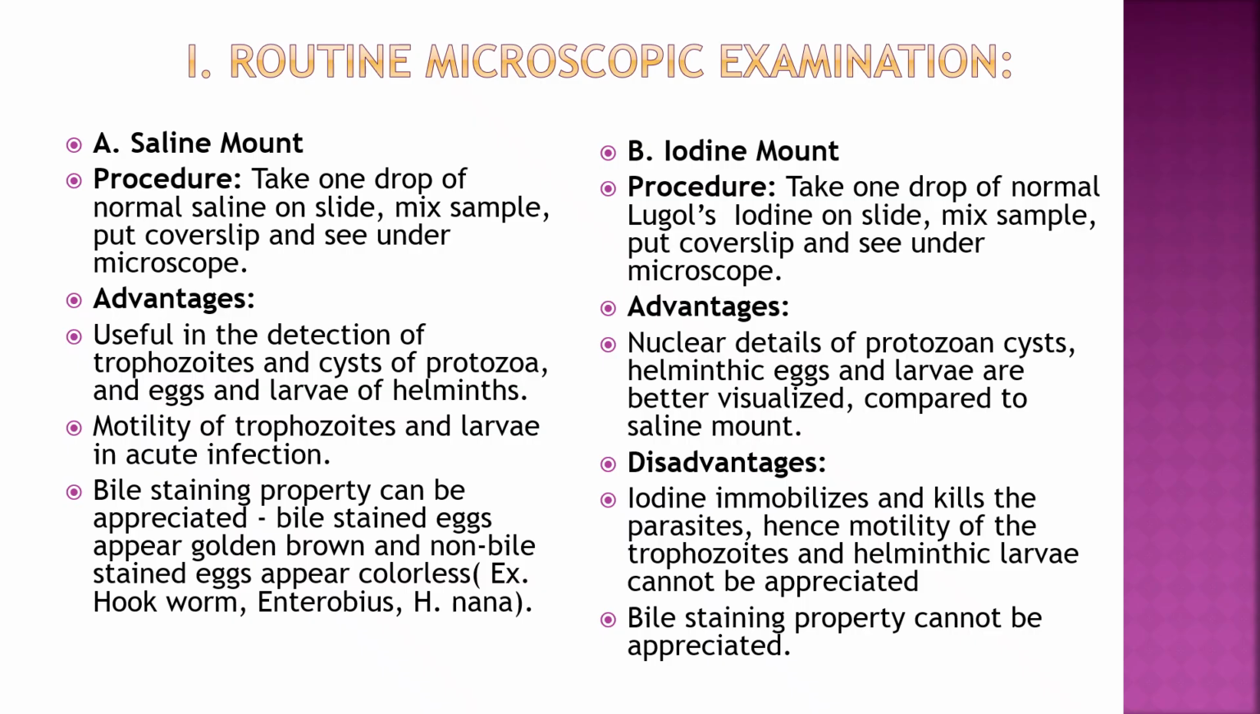The advantages of saline mount: useful in detection of trophozoites and cysts of protozoa, and eggs and larvae of helminths. Motility of trophozoites and larvae can be appreciated. Bile staining property, that is, they appear golden brown, and non-bile stained eggs appear colorless. So non-bile stained egg examples are hookworm, Enterobius and H. nana, HEN. Then iodine mount, the procedure: take 1 drop of Lugol's iodine on a slide, mix the stool sample, put a cover slip and see under the microscope.